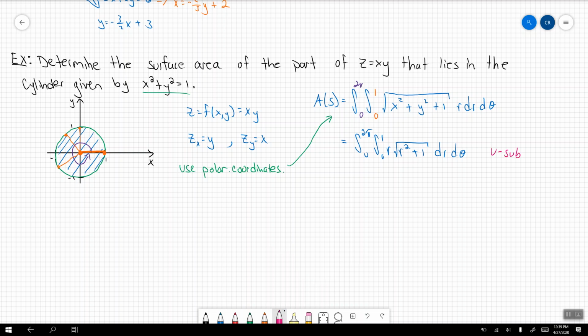So I'm going to say just do a u sub here, where u is equal to r squared plus 1, and you should be able to get it from there. So take some time, get that integral done, and make sure you arrive at this conclusion that your answer in explicit form should be 2 pi thirds multiplied by 2 to the power of 3 halves minus 1. This should be your final answer.